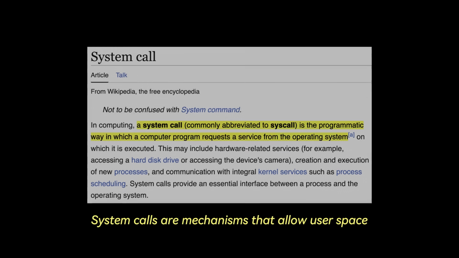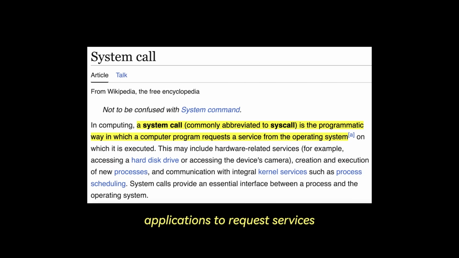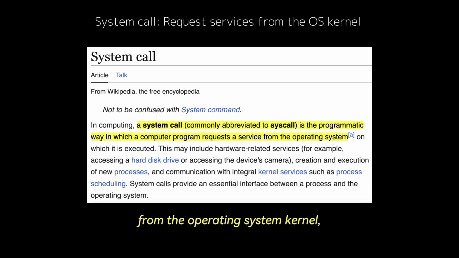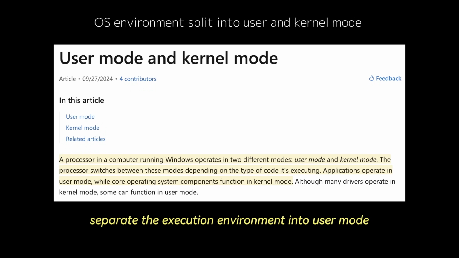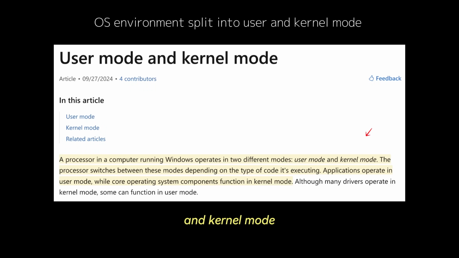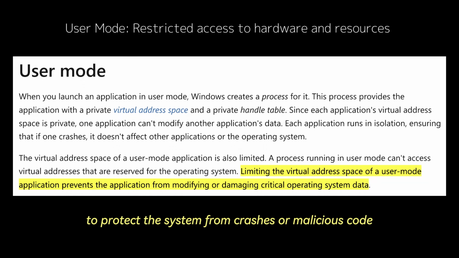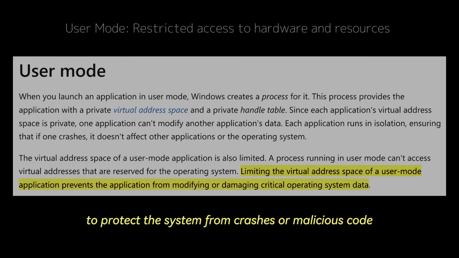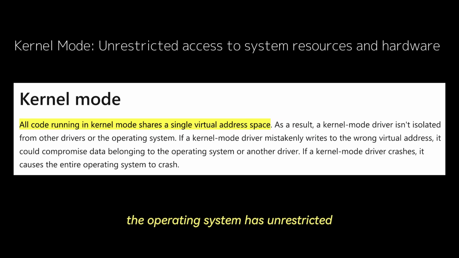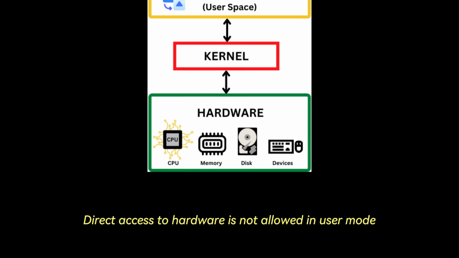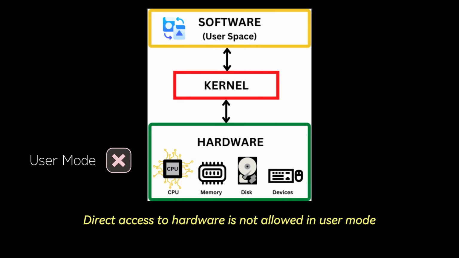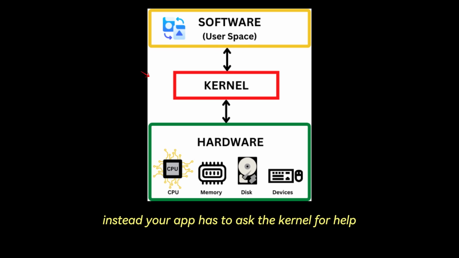Let's dive in. System calls are mechanisms that allow user-space applications to request services from the operating system kernel, like accessing hardware or managing resources. Why is this necessary? Well, modern operating systems separate the execution environment into user mode and kernel mode. User mode is where your application runs. It's a restricted environment to protect the system from crashes or malicious code. Kernel mode is where the operating system has unrestricted access to the hardware and can execute privileged instructions. Direct access to hardware is not allowed in user mode. Instead, your app has to ask the kernel for help.